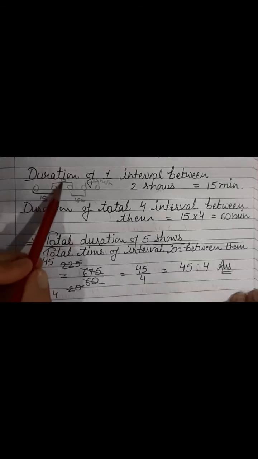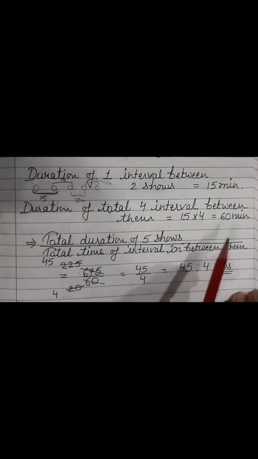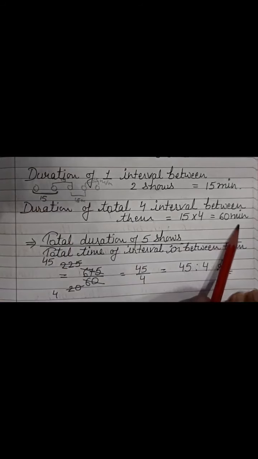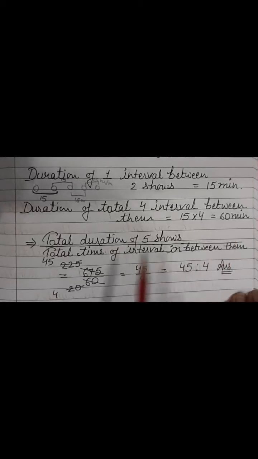Total 4 intervals are coming. So that means the duration of the total 4 intervals will be 60 minutes. Now we have to find out the ratio of the total duration of 5 shows to the total time of the intervals in between them. That will be 675 upon 60. When we solve, 45 by 4 will come, and in ratio form we will write it as 45 is to 4.